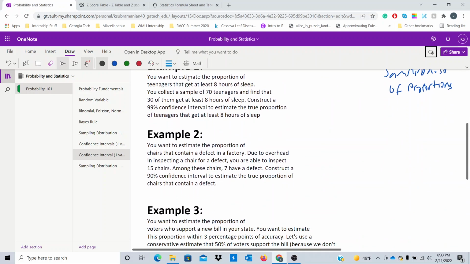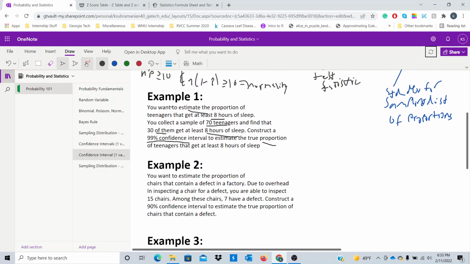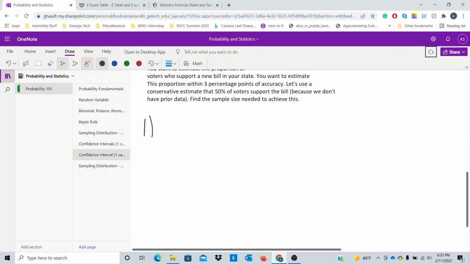Example 1: we want to estimate the proportion of teenagers that get at least 8 hours of sleep, because sleep is important and health is important. You collect a sample of 70 teenagers and find that 30 of them get at least 8 hours of sleep. Construct a 99% confidence interval to estimate the true proportion of teenagers that get at least 8 hours of sleep. So for example 1, what do we know?